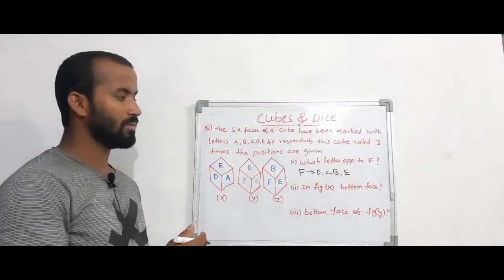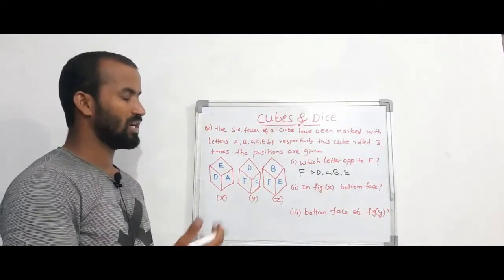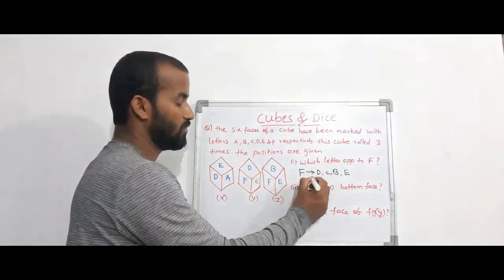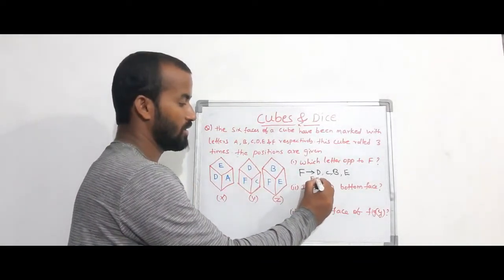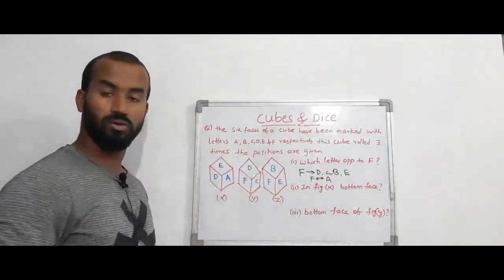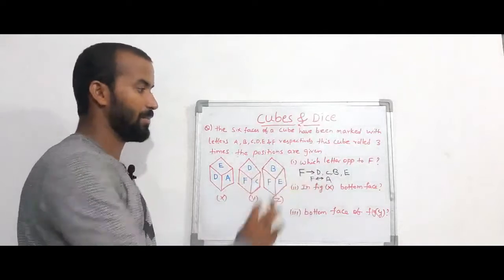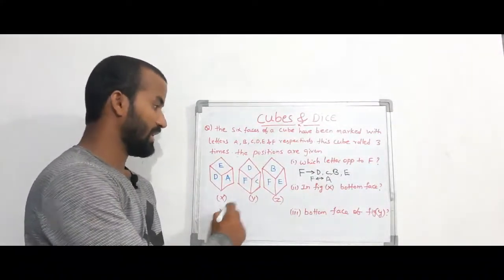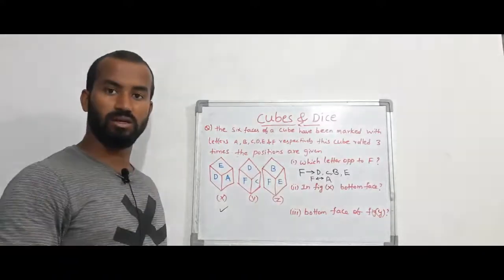Then what is remaining? A is the remaining. So for F, A is the opposite. Okay. Answer is A. Now, in figure X, bottom face.